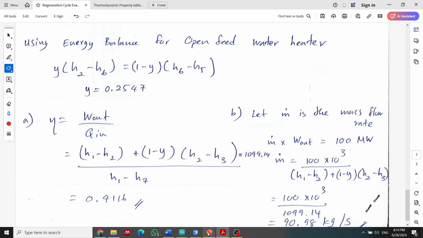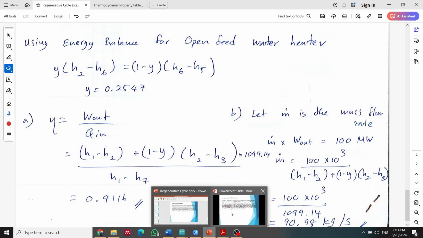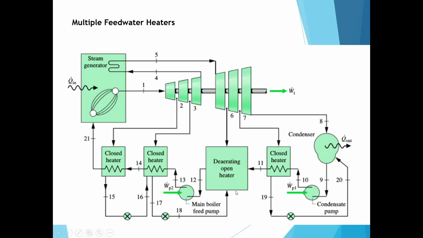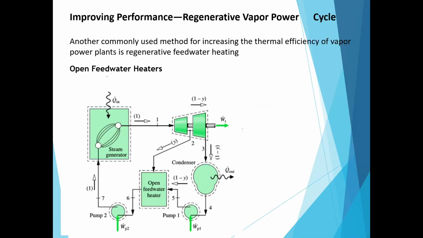This question is about the open feed water heater, right? What about the closed feed water heater? If you are given a question about a closed feed water heater, the only thing that differs here is how we figure out this Y value. In the open feed water heater, the Y amount of steam is drawn in here, therefore you get 1 minus Y here.